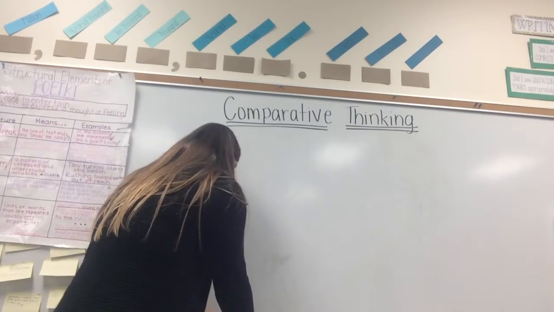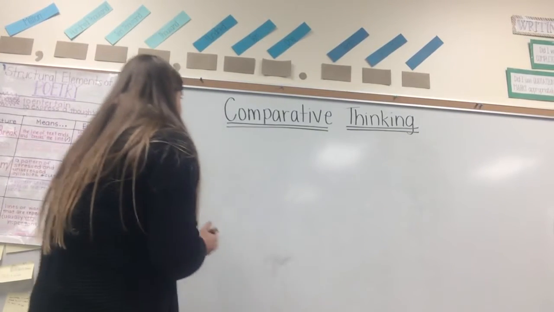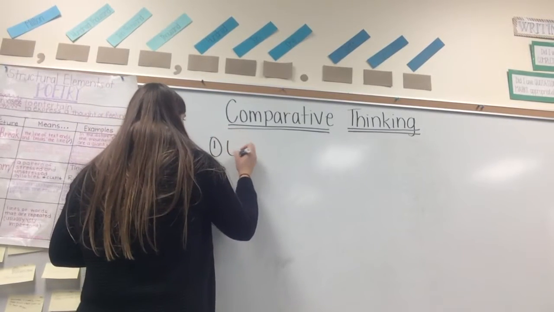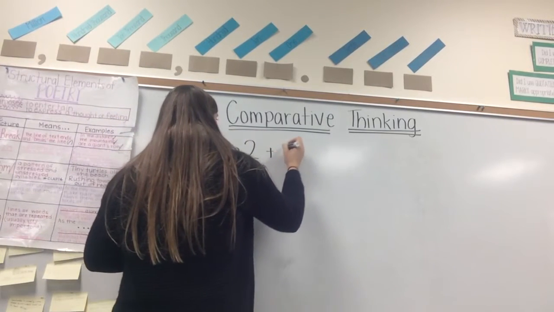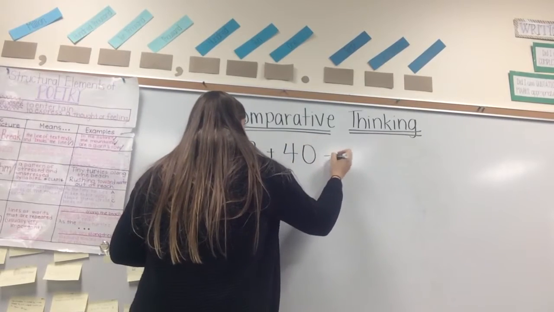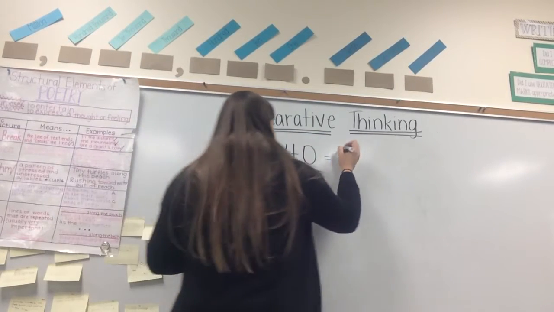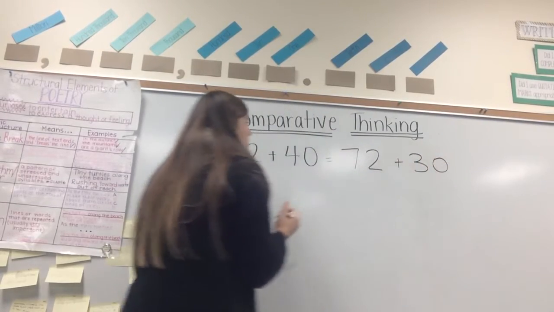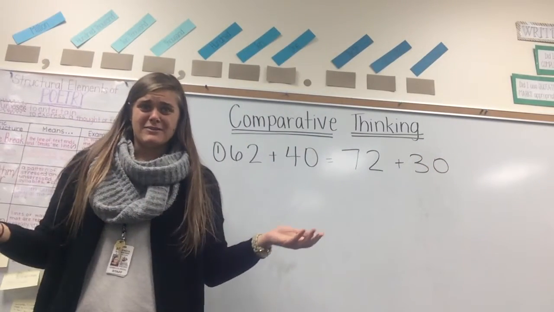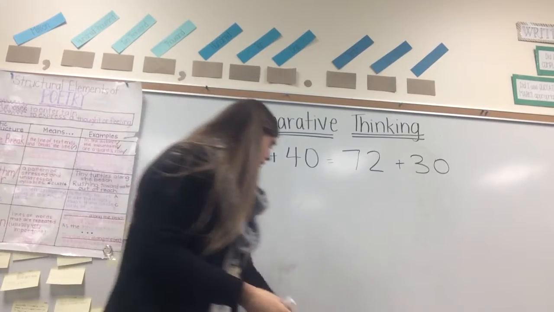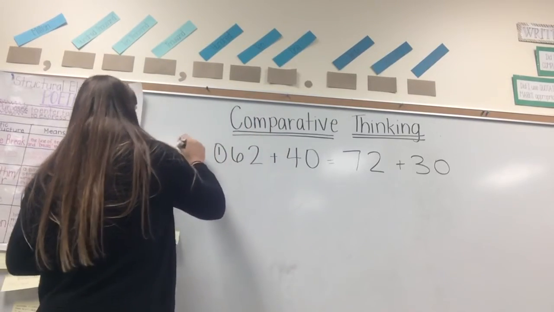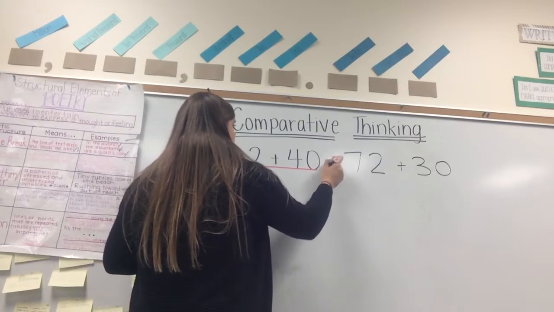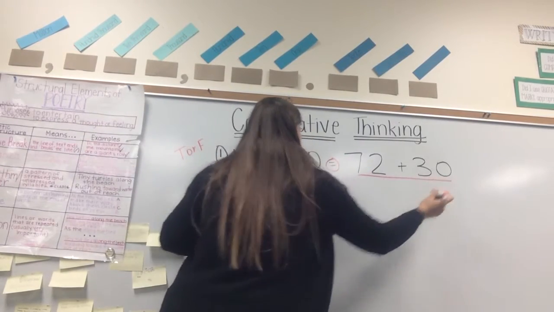Let's first of all put out a problem. If we have the problem 62 plus 40 equals 72 plus 30, and our goal is to figure out whether or not this problem is true or false. So is this amount equal to this amount?